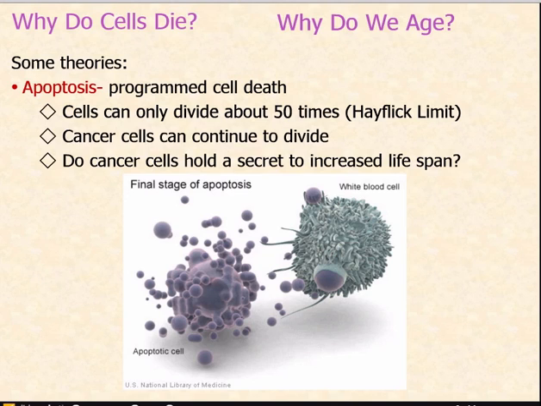The fascinating part is that cancer cells can continue to divide past that, and that's what leads to tumors. When we have more than 50 divisions, we start getting this mass of cells, and a mass of cells is a tumor. So the question is, do cancer cells hold some sort of a secret to increased lifespan? And we think that the answer is yes.